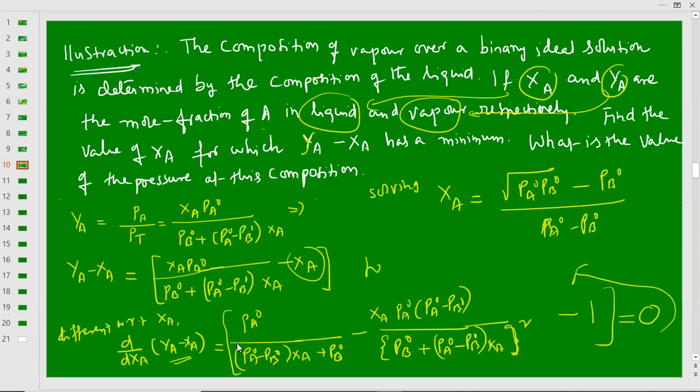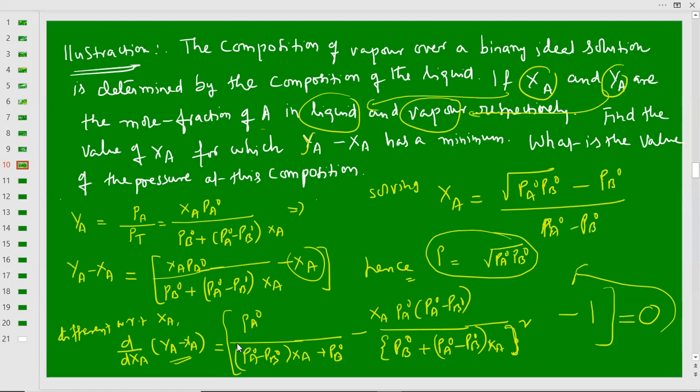Hence, what will happen? The total pressure of the composition will become equal to the square root of PA naught into PB naught. And so what is P? That is the value you will get when we equate it to 0. Then after, you have to find the XA value.